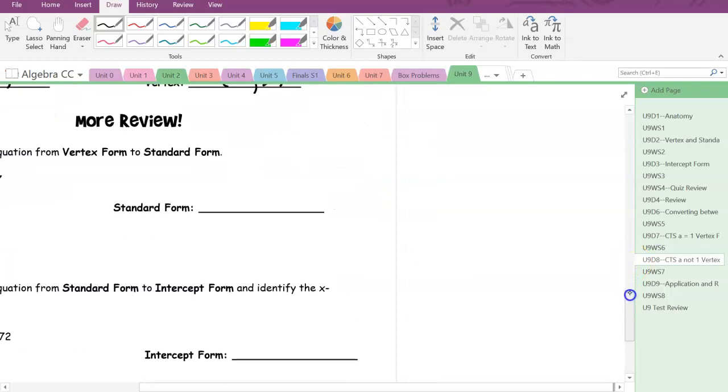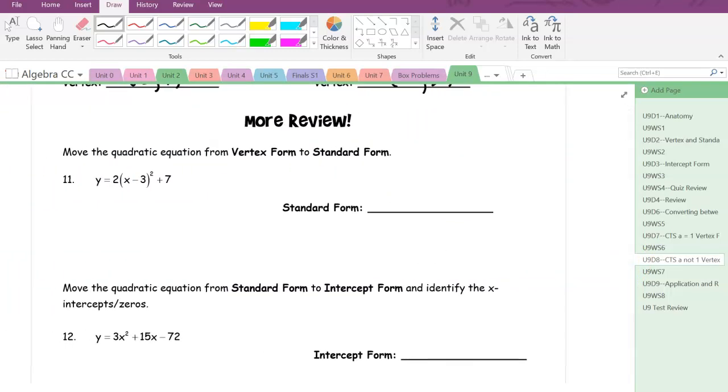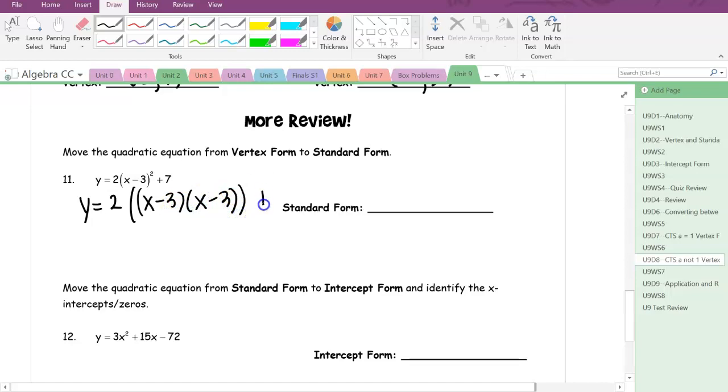All right, last thing we're going to do is just a little review from a couple days ago. We're going to move from vertex form to standard form. So we did this yesterday as review, but we didn't have this a value in front. So we're going to practice that now. Remember that 2, we're not going to do anything with it until the end. So to start off, you are just going to rewrite your x minus 3 twice. And we're going to FOIL that out.